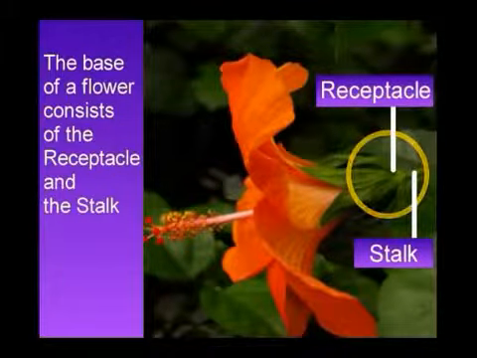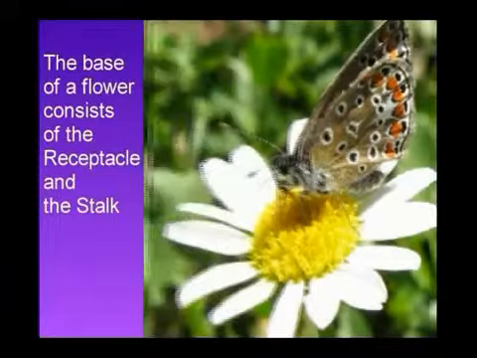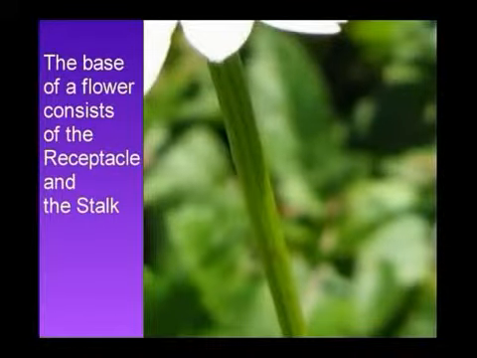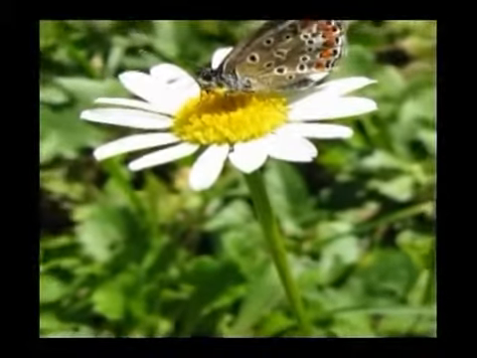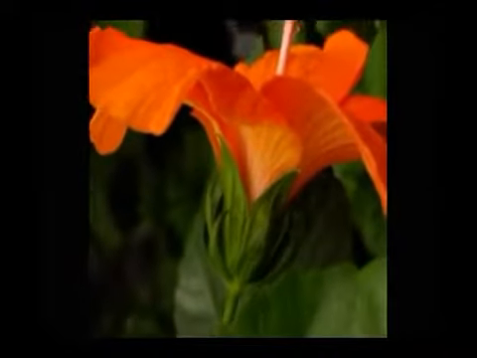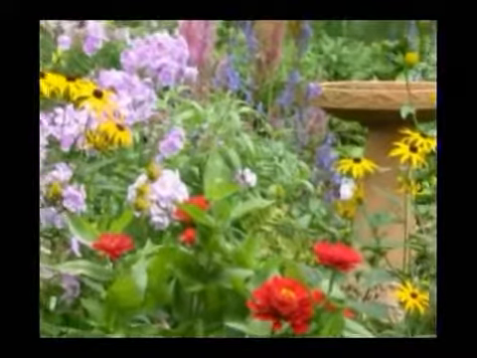The receptacle is the part of the flower that attaches the flower to the stalk. The base of a flower that connects it to the plant is called the stalk. So now you know the different parts of a flower.